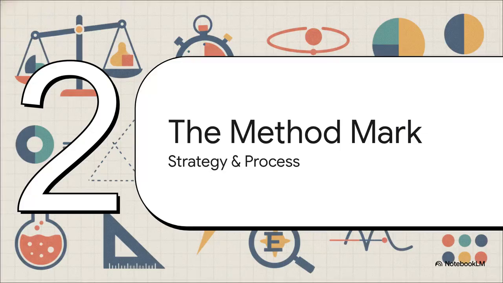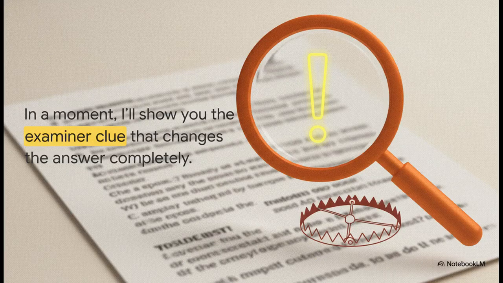All right, moving to Section 3, the method mark strategy. This is where we shift our focus from what you know to how you show it. In Cambridge Physics, marks are heavily awarded for your structured reasoning, not just the final number at the bottom of the page. If you're just writing down a final numerical answer without showing the logical, structured process that got you there, you're instantly throwing away method marks.